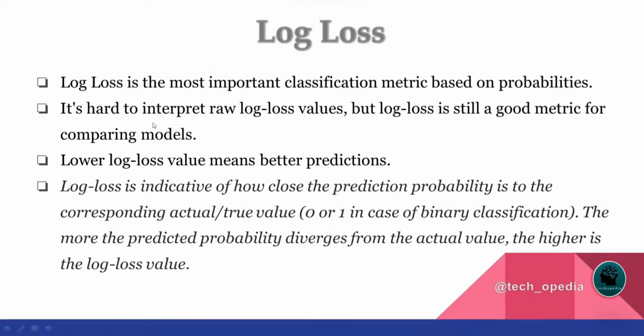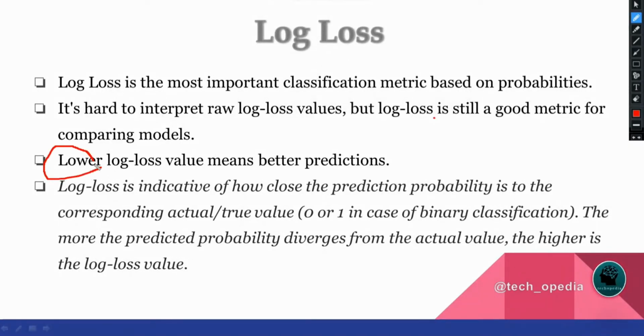It is hard to interpret raw log loss. We can't understand the log loss values because it's very hard. Minus 0.65431, you can't understand what it means. But still log loss is a good metric for comparing models. The lower the log loss value, the better the predictions. It means a lower log loss value indicates that our model is performing better at predicting the class values.